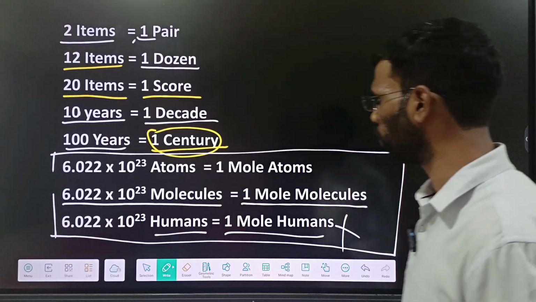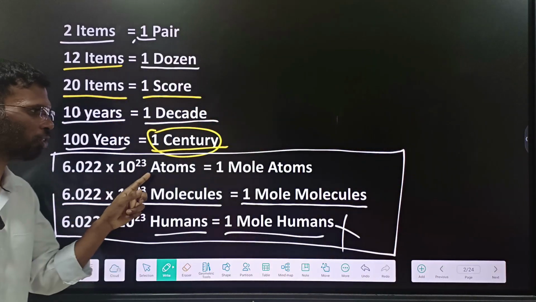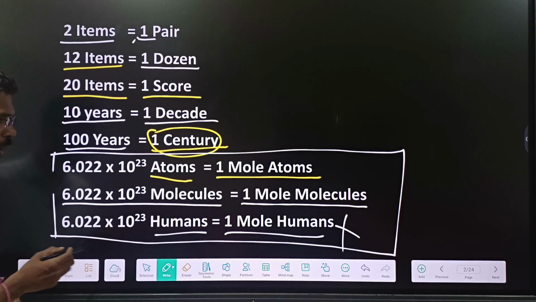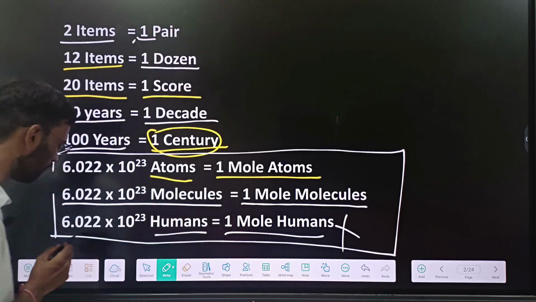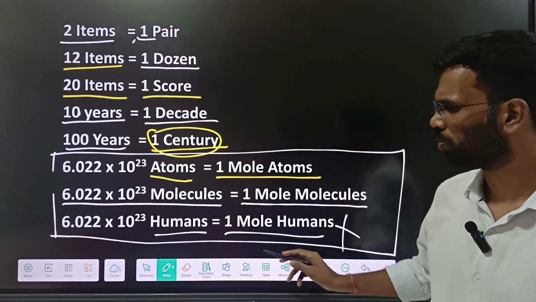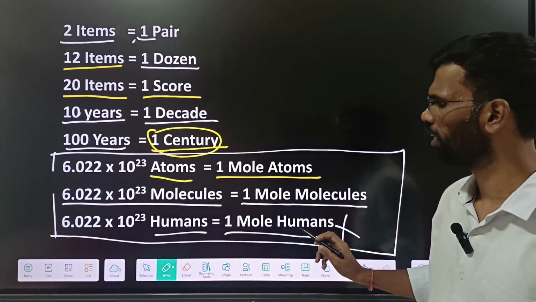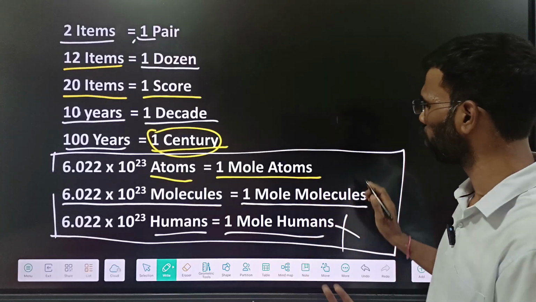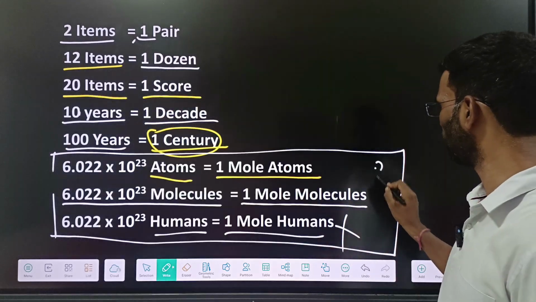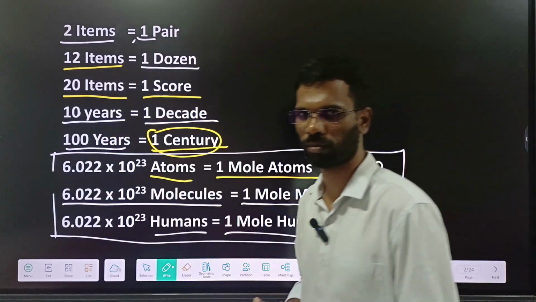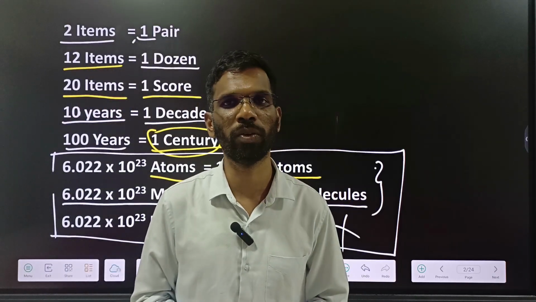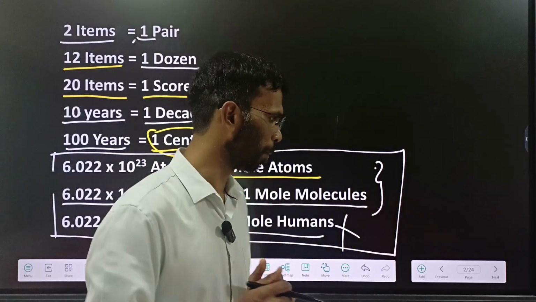Over here, what I have written is 6.02 into 10 raised to 23 atoms is equal to 1 mole. This is a value which you have to fix in mind. 6.02 into 10 raised to 23 molecules is equal to 1 mole of molecules. And 6.02 into 10 raised to 23 humans is equal to 1 mole of humans. It is impossible, these many humans are not there. You cannot use this for humans. You can only use it for atoms, molecules, or ions. So, did you understand what is 1 mole? 1 mole is equal to 6.02 into 10 raised to 23.